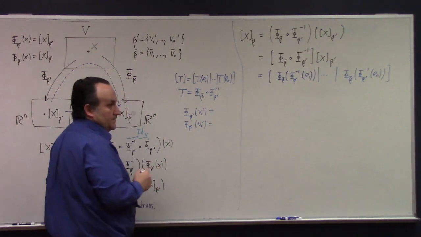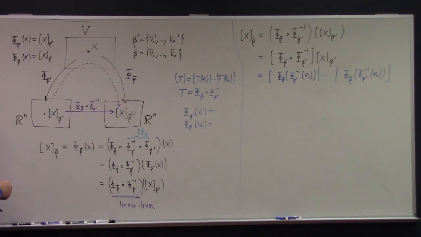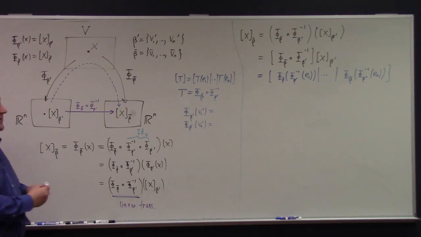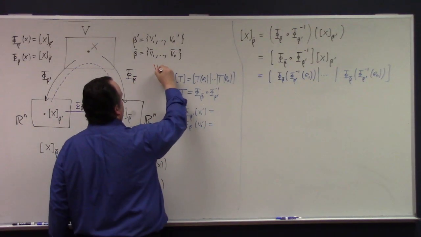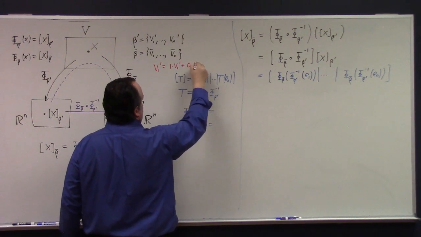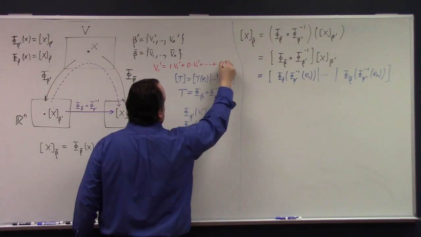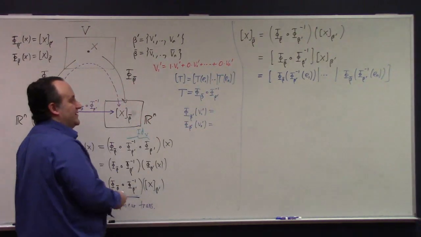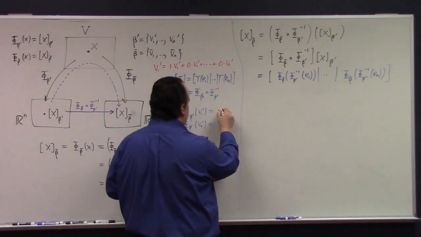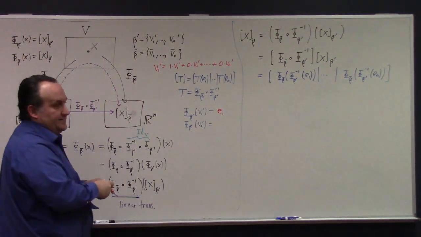What's that? For example, V1 prime, how do we get it as a linear combination of the V prime vectors? It's 1 times V1 prime plus 0 times V2 prime plus 0 times Vn prime, right? What's the coordinate vector then of V1 prime? It's 1, 0, 0, 0, 0, 0. In other words, the coordinate vector of V1 prime is E1. What's the coordinate vector of V2 prime?